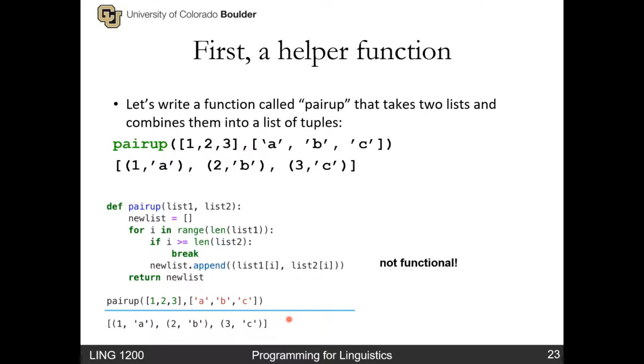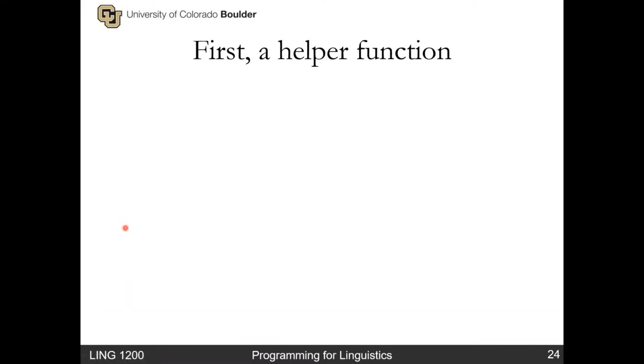Something we can do, something we have all the tools we need to do, in this way, which is not a functional way, right? We were declaring a variable and we've got a loop, so it's obviously not functional. We can do this in a functional way. So let's try it out.